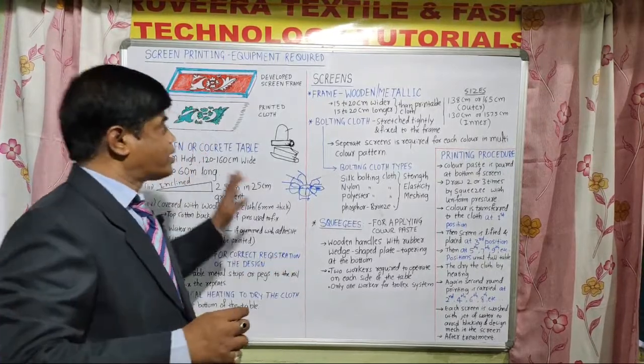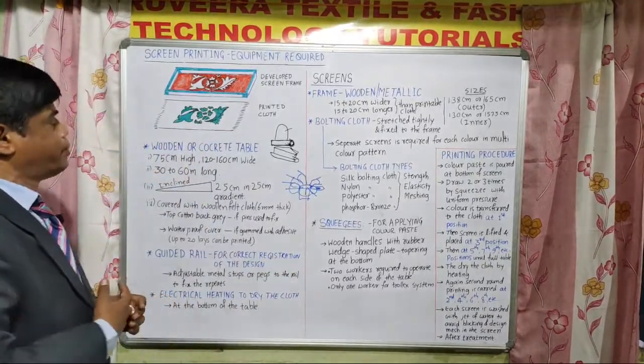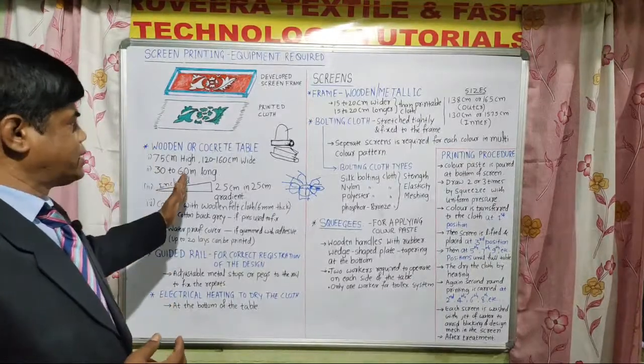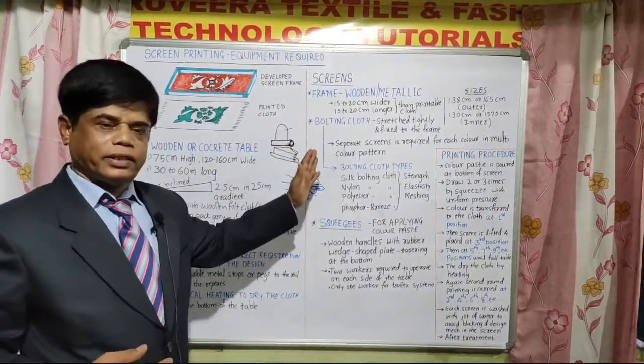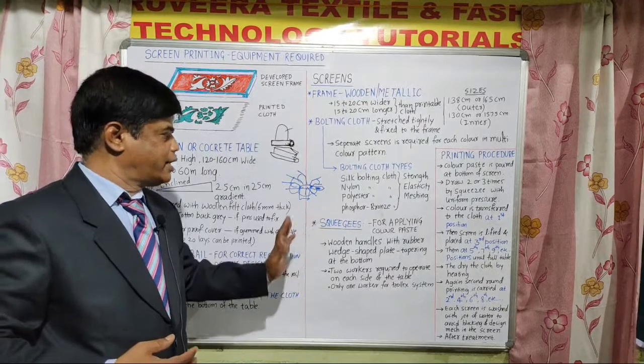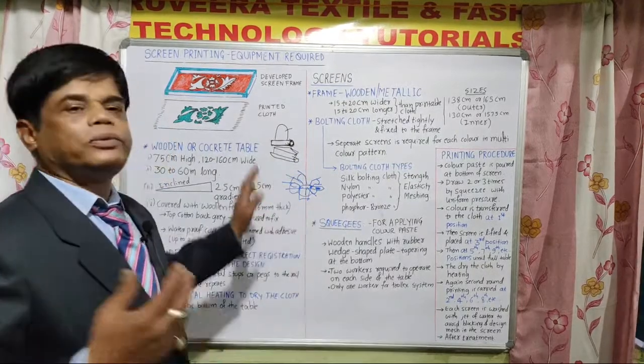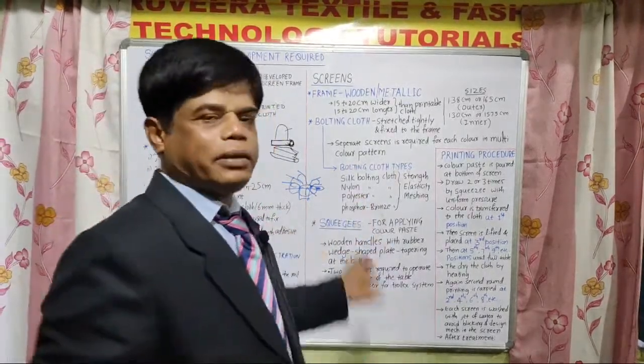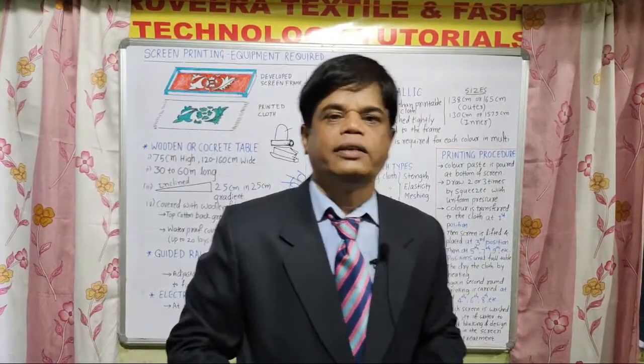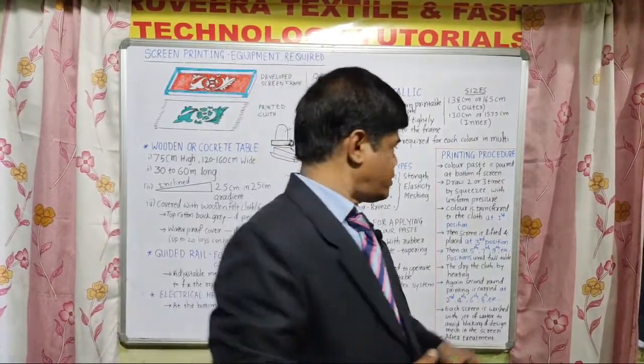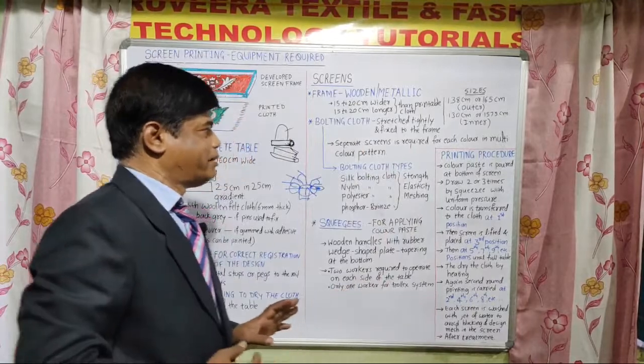So friends, what are the things required in screen printing? Equipment is required: preparation of the table, preparation of the screens with the molding cloth, and squeegees. Even though it is very simple to say, to understand it practically it is very tough. And also there is the printing procedure.